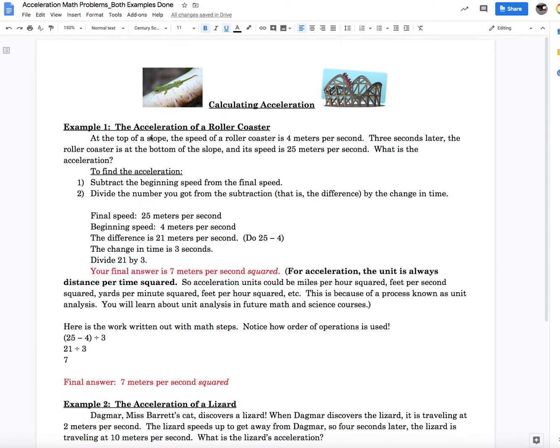In this document, we will practice calculating acceleration. We will look at two examples. The first example involves a roller coaster, and the second example involves a lizard.